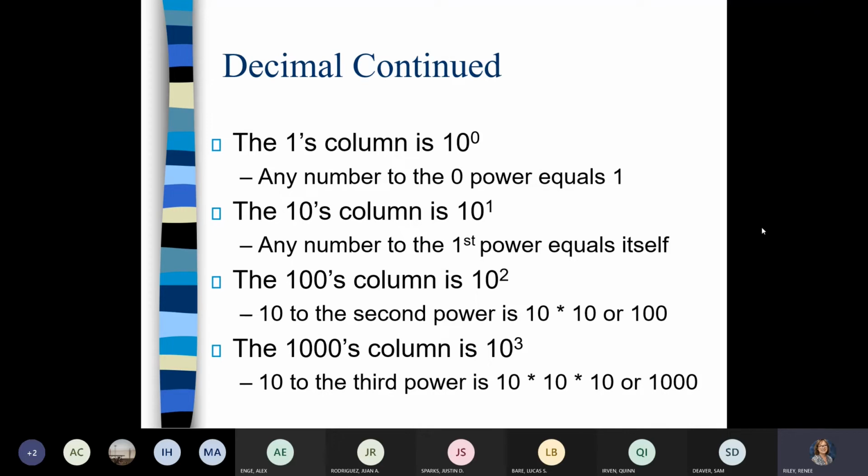The next column over is 10 to the power of 2, or 100. 10 to the power of 3, or 1,000. So that's how we get all our different columnar values in our base 10 numbering system. We learned that when we were little kids in first grade, that if we have a 6 in our ones column, it equals 6. If we have a 6 in our tens column, it equals 60, right? So we know those place values and those digits.